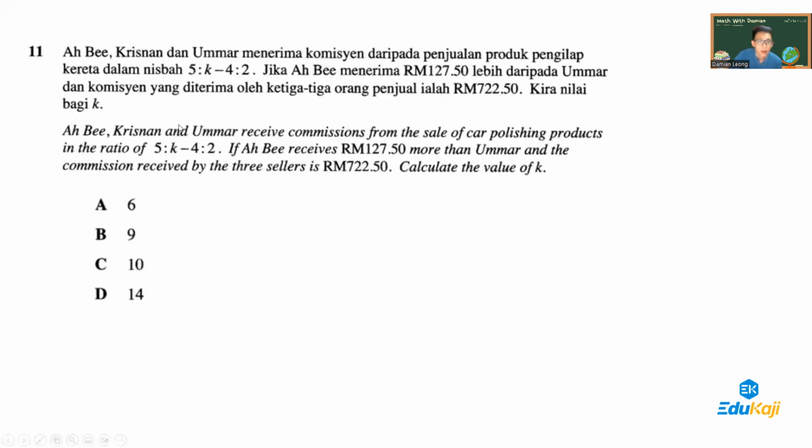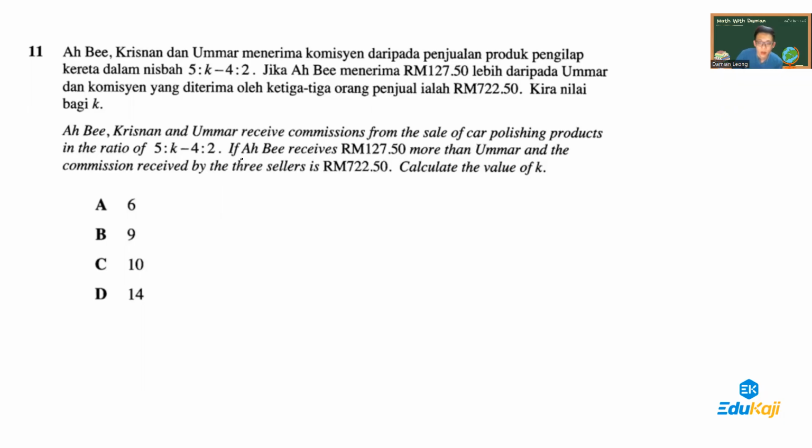Question 11. Abi, Kristan, and Uma receive commission from the sales of car polishing products in the ratio 5 to k minus 4 to 2. If Abi receives 127 ringgit 50 more than Uma, and the commission received by the 3 sellers is 722.50, calculate the value of k.